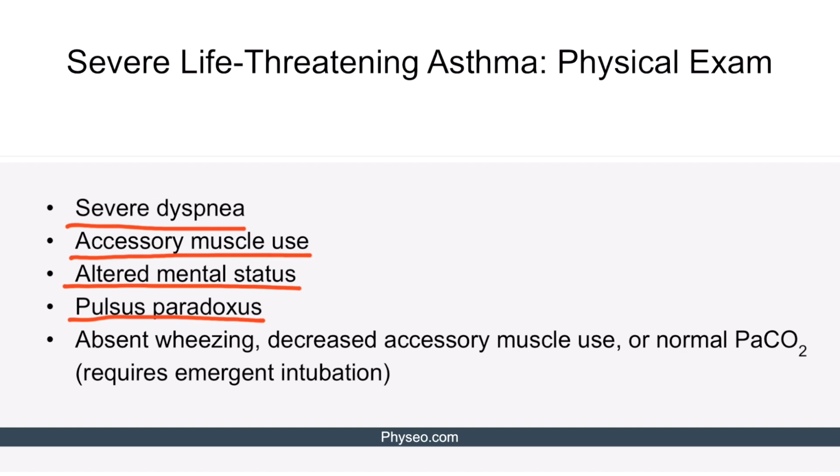If the patient with severe asthma attack exhibits absent wheezing, decreased accessory muscle use, or normal PaCO2, it means that he or she has respiratory muscle fatigue and needs to be emergently intubated.